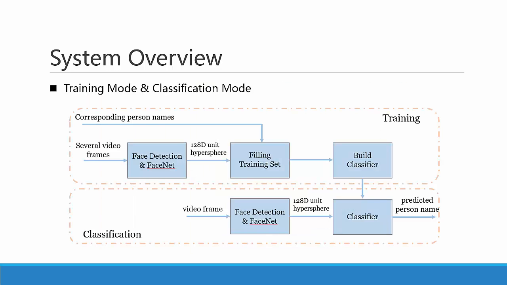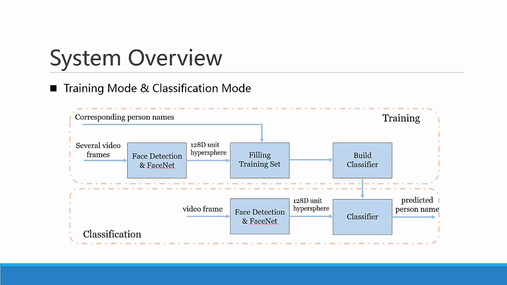This diagram shows how the training mode and classification mode work. When the training mode is enabled, once the face is detected, FaceNet part will calculate a 128 dimensional unit vector representation of the face. This vector and its corresponding person name that is specified by the user will be saved as training data. For each person, they need to collect at least 10 face bitmaps. After training set is built, the application will build a classifier which will be used in the classification mode.